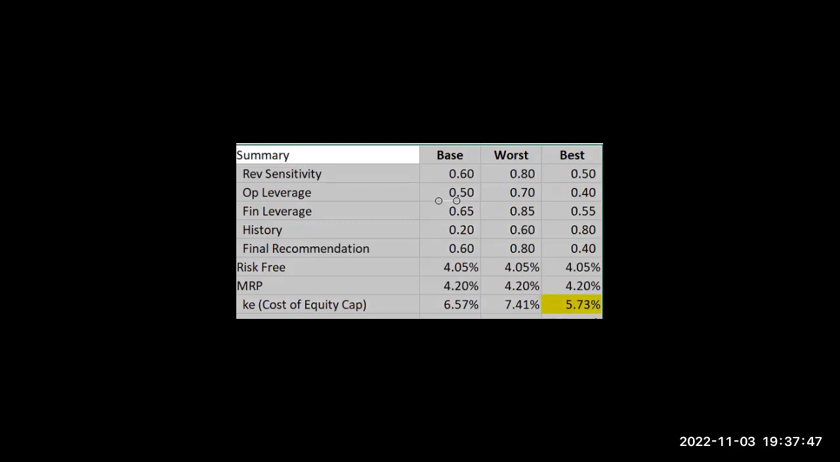So again, at the very end of this section, you're going to have your summary. So you have revenue sensitivity, op leverage, financial leverage, and history. And you're going to have a base, a best. You can go worst, best. Right? Let's do worst to best. That makes more sense, maybe, and best. And if you want to, you can even have a comment section. By doing this, you force yourself to make sure you comment on all of these and you don't just talk history.